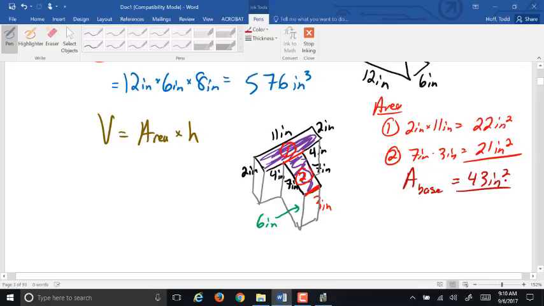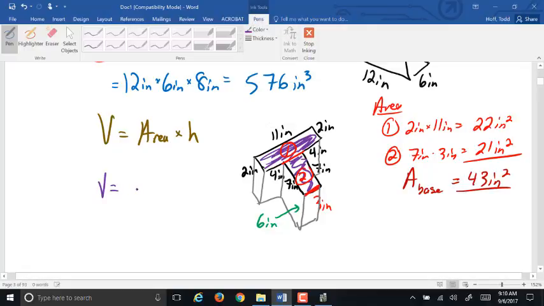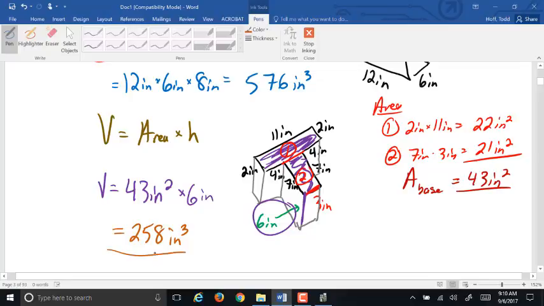Add those up. So my volume is found by taking that area of 43 inches squared and multiplying by, what's the height? 6 inches. 43 times 6 is 258 inches squared times inches is inches cubed. What do you think? Not so bad?